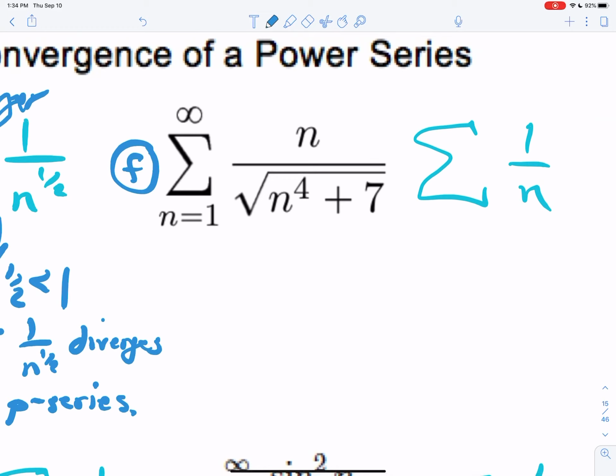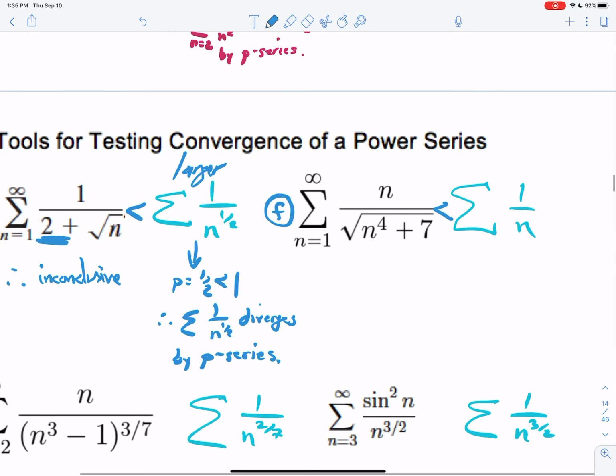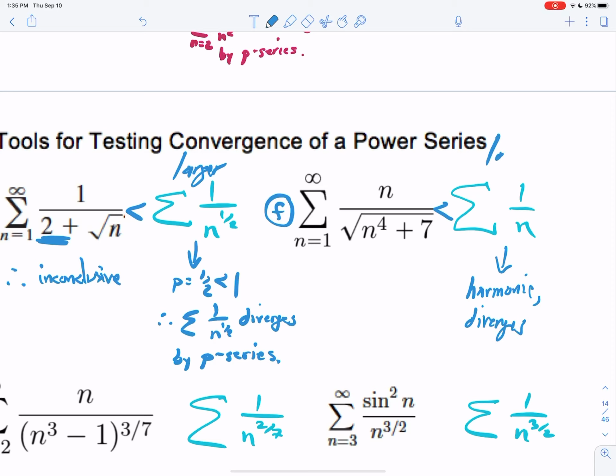Remember here, most people would write n over the square root of n to the 4th, but down to its bare bones, if you were to simplify it, it would just be 1 over n. If I add 7 to the denominator, I make my denominator larger, but I make the overall value smaller. Same situation. I know that this is harmonic, so it definitely diverges. The larger one here diverged. So does that guarantee that the smaller one will?